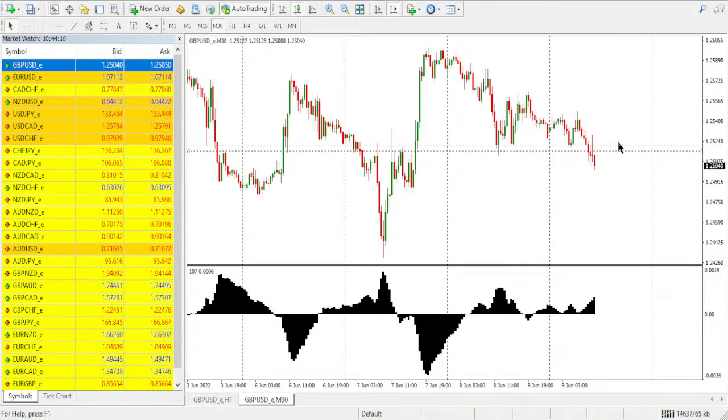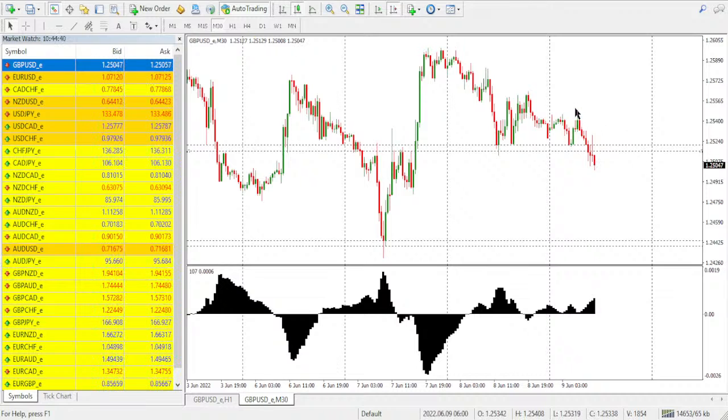The first one is 1.25209, and the next one is 1.25160. We expect the sellers to push price down at least up to this level here. So as it is right now, if you're looking at this chart with me, expect the sellers to continue to push price down at least up to this point here. So we'll pick a sell order.